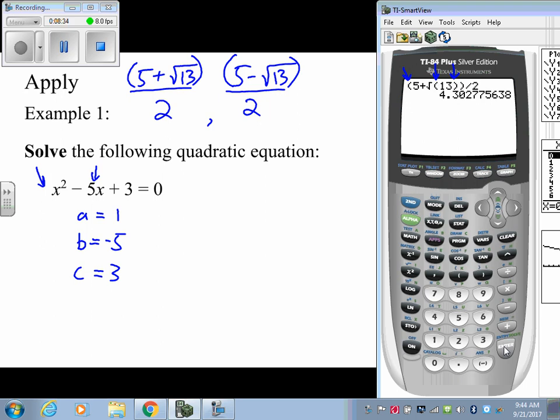And I can hit enter, and I get this value here of 4.30277568. In math studies, whenever we have a problem that doesn't tell us how to round and we don't know the exact value, we should, in fact, always round to 3 significant figures.